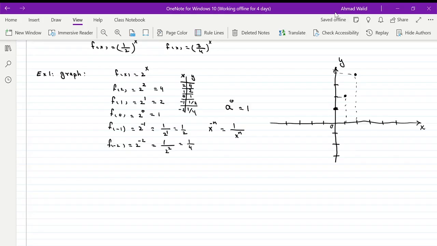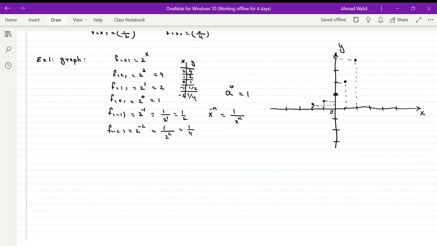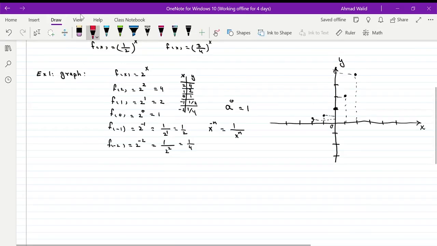When x is -1, y is half. -1 and half will be here. When x is -2, y is 1/4, which is this point. Now, if I connect all these points, that will be the shape of the graph of f of x equals 2 to the power of x.